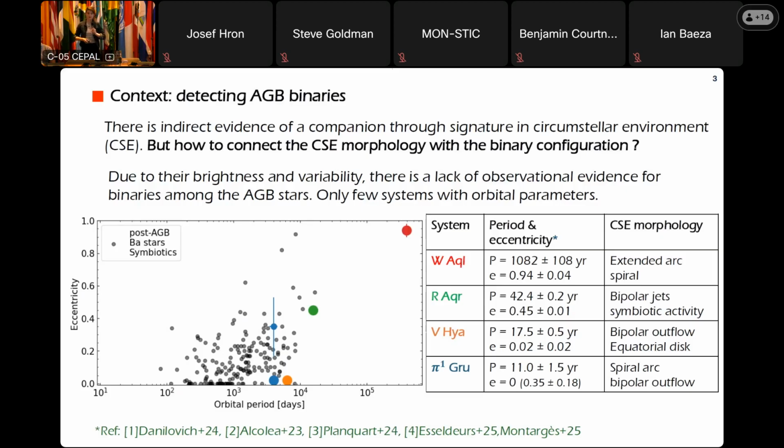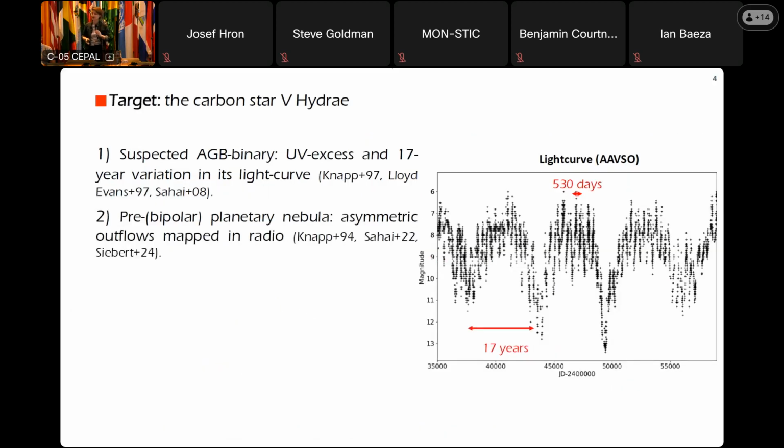And in this talk, I will focus on V Hydrae, the only carbon AGB star with a binary companion that we have. So the idea is really for this star to derive the orbital parameters and link this orbital motion with the large-scale morphology.